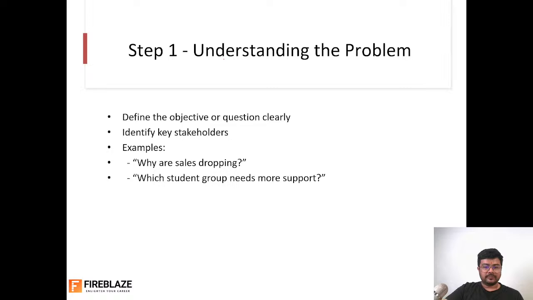The second is which student group needs more support. Again, if I identify this as my objective, to find out which student group needs more support, I will try to find out the answer to it and end up providing that student group more support than they are getting now. So this is the first step, a very key step to performing a data analysis project, to understand the problem, which means stating the problem, or we can also say the problem statement step, right?